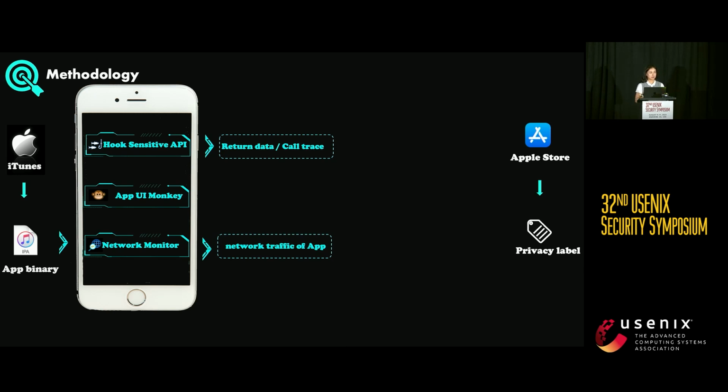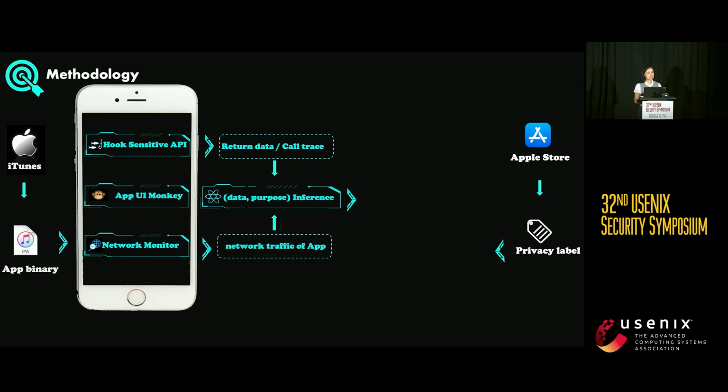In order to predict the actual purpose of the data being collected, we build a machine learning model by extracting features from the call trace information and network traffic information to perform the inference of the purpose.